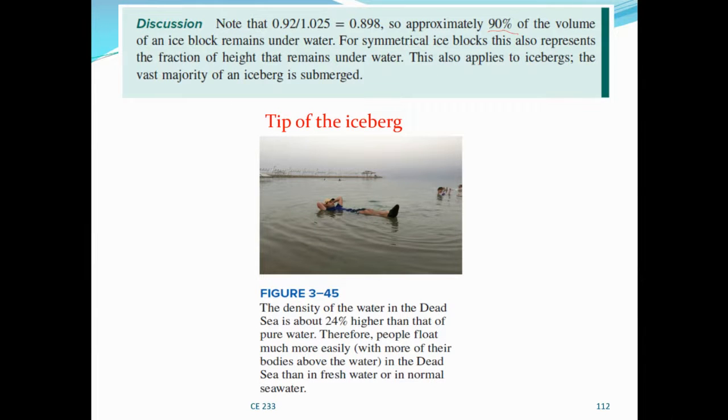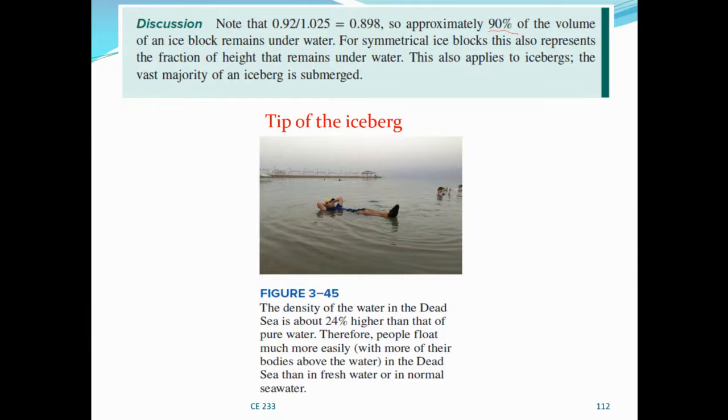In Jordan, we have the Dead Sea, which is sea water, but the salinity is the greatest in the world. The density of the water in the Dead Sea is about 24% higher than that of pure water. It has the highest salinity of all sea waters, so the density is way higher than that of pure water. Therefore, people float much more easily, with more of their bodies above the water, in the Dead Sea than in fresh water or in normal sea water.